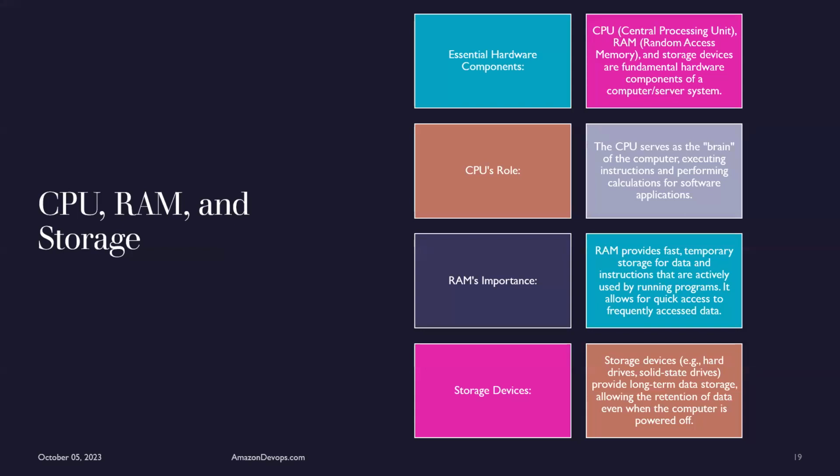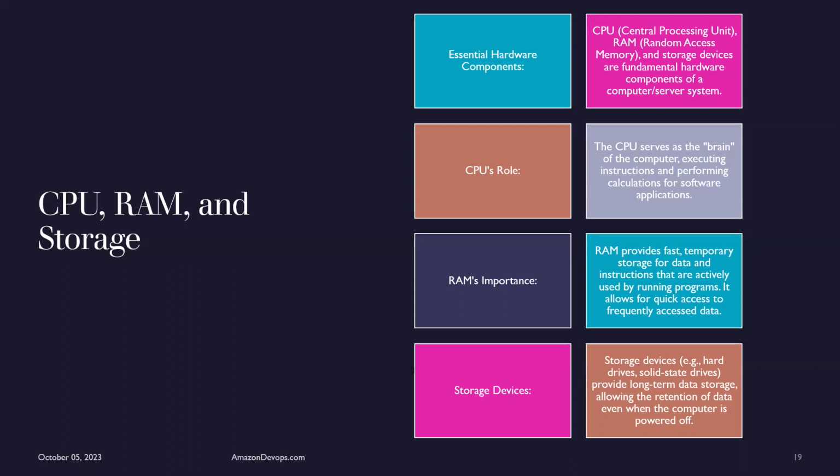Now we look at some of the important resources which, as we saw, the kernel usually manages. We have the CPU, which is the central processing unit. We have the RAM, which is random access memory. And we have the storage device, which is very fundamental, especially in long-term storage of files and folders.